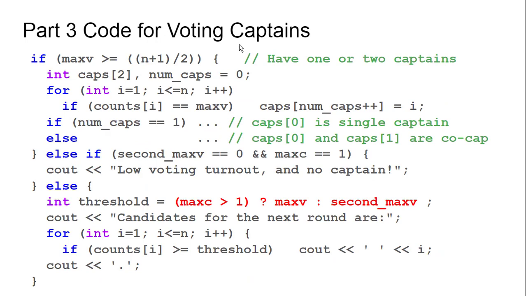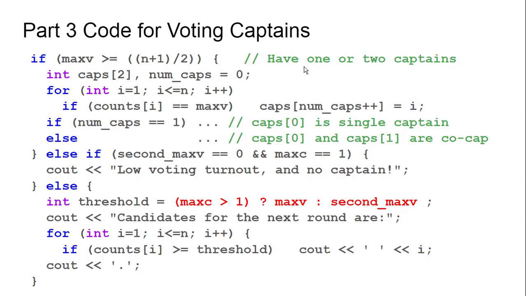So this is the part 3 code for voting captains. The first if part is when there is a captain. When there is a captain, I need to figure out who the captain is. In fact, I could move this logic to the second phase to also figure out the individual with the highest number of votes. However, there may be more than one of them, so the logic is a little more complicated in my view. So I chose to do it here.